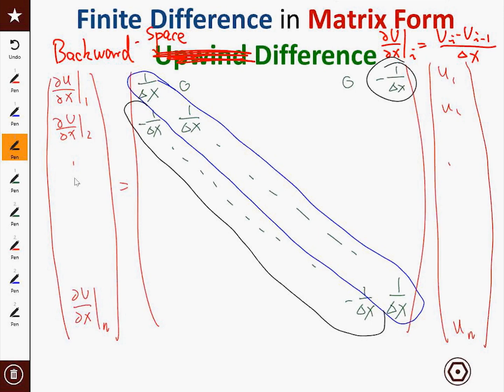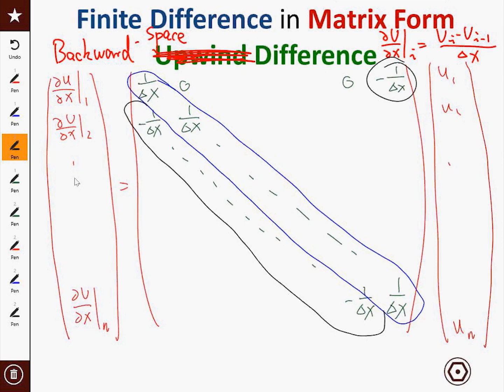If I didn't have periodic boundary condition, would I still have this? No, right? I wouldn't be able to say that if I want to grab the solution towards the left, I just need to grab the one at the right hand, right? I wouldn't be able to say that.